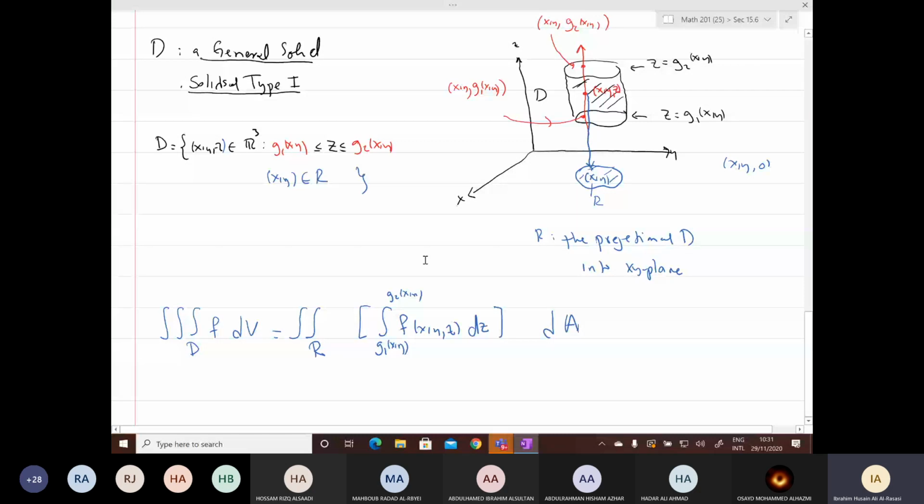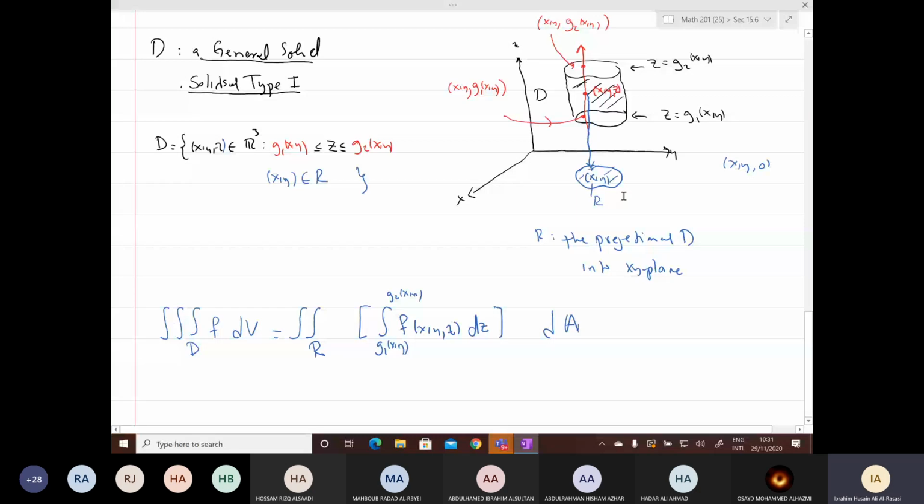How to do the integral: if it is a solid of type 1, between a lower and an upper surface, you integrate first with respect to z, from the lower to the upper. You find the projection, the xy values of the solid, then you do a double integral. But this is type 1. Let me illustrate it with one example.